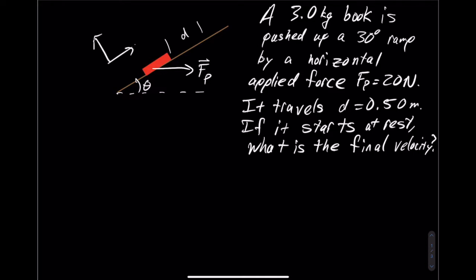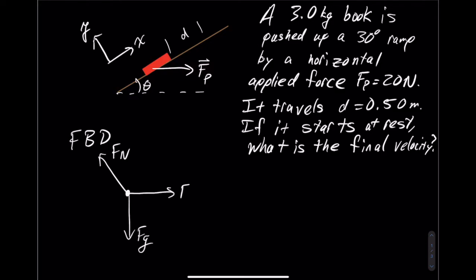Because the book moves in the direction parallel to the ramp, I'll call that the x direction, and perpendicular to the ramp will be the y direction. We can draw the free body diagram. We'll have the normal force, which is perpendicular to the ramp. We're going to have the force of gravity, which points down, and we have this pushing force, which points to the right. And those are all the forces because we don't have friction in this problem.